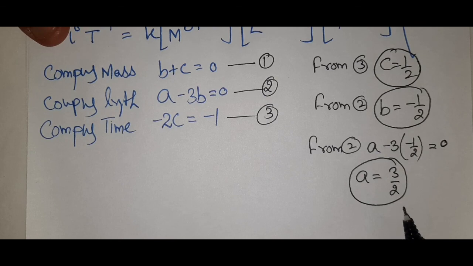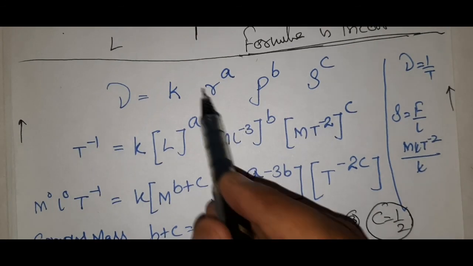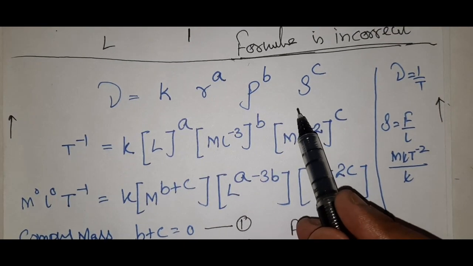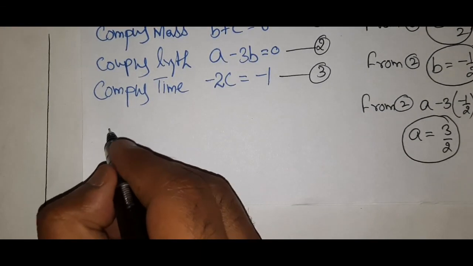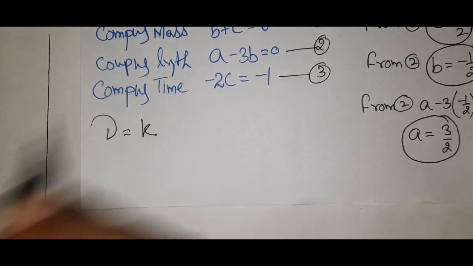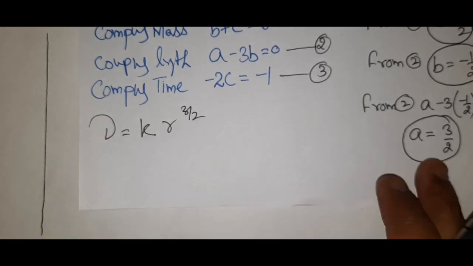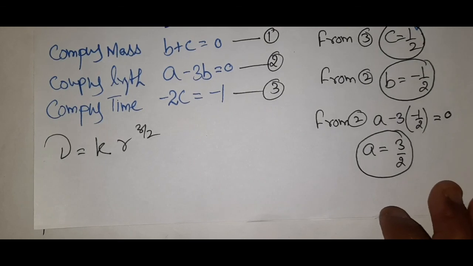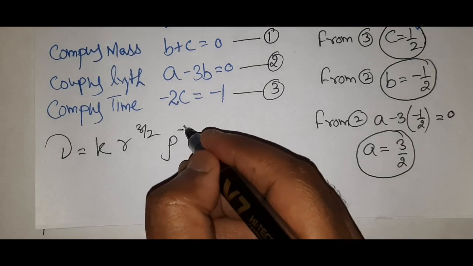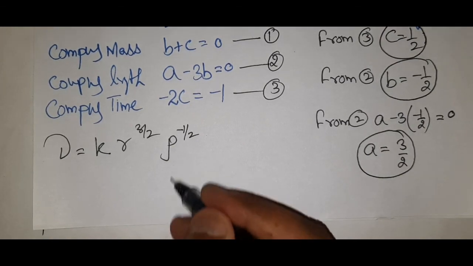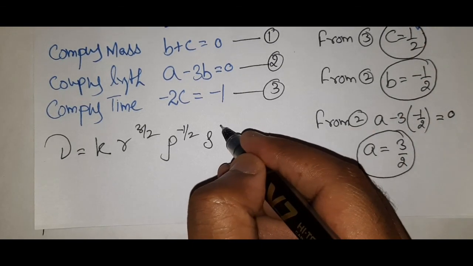Now placing all these values in the main considered equation. Frequency is equal to K, radius raised to the power a, a is 3 by 2. Density raised to the power b, minus 1 by 2, meaning take it to the denominator and make the power positive. Surface tension raised to the power c.